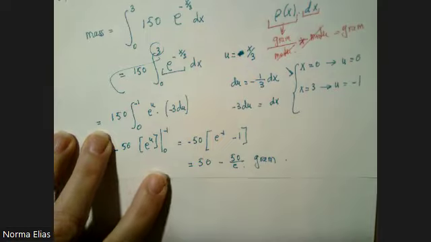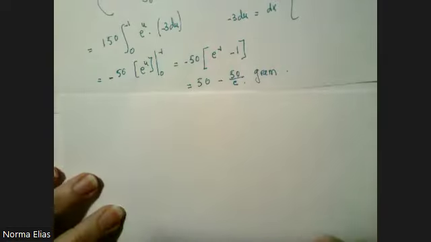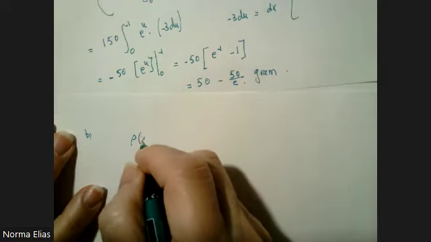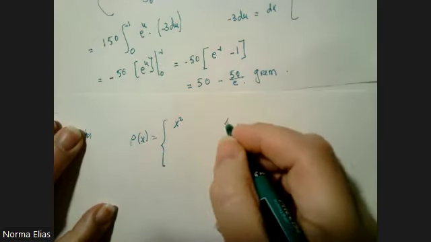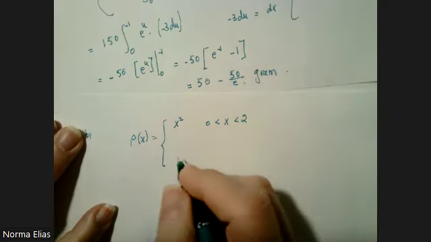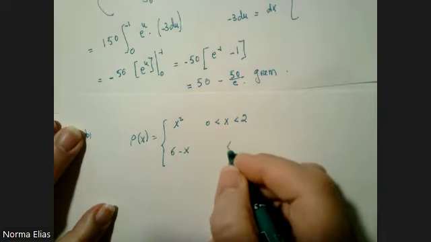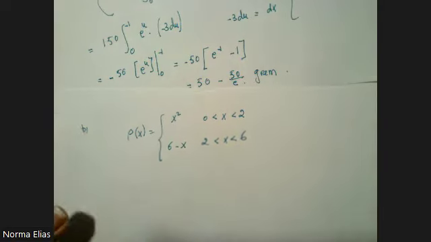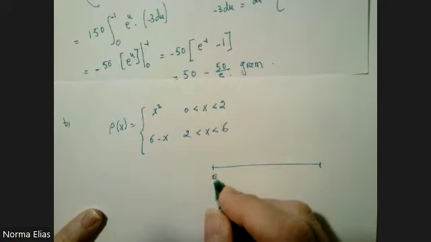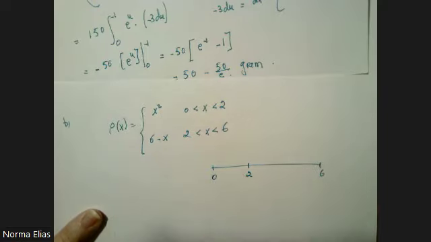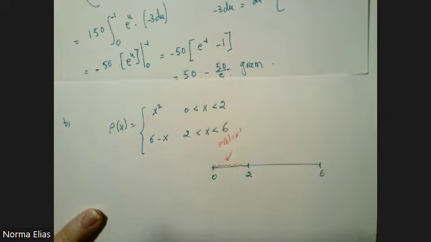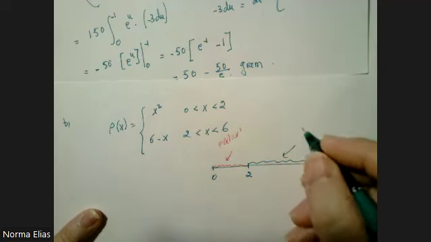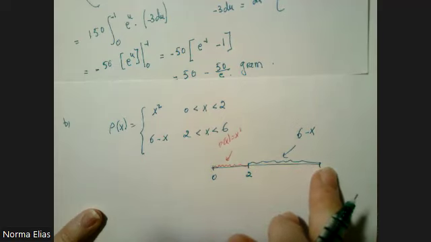Now, part B. What's part B? Part B is, I gave you the density as a piecewise defined function. It means the density is x squared between 0 and 2, so a different part, and 6 minus x between 2 and 6. So this is my bar here: 0, 6, 2 right here. And different pieces have different densities. Here the density is x squared, so the density is increasing here. And after that, a totally different formula. The density is changing but decreasing. So the density is getting less and less as we hit the end of the bar.